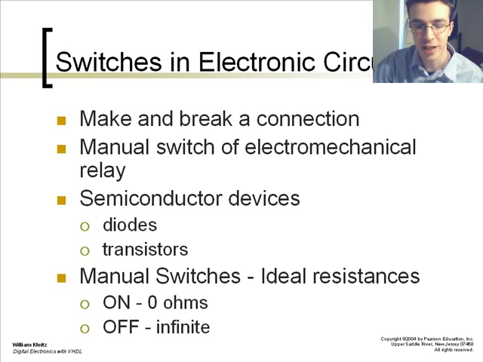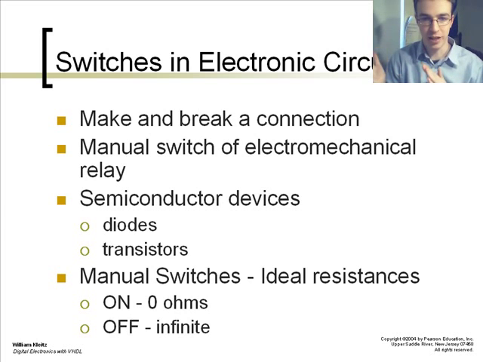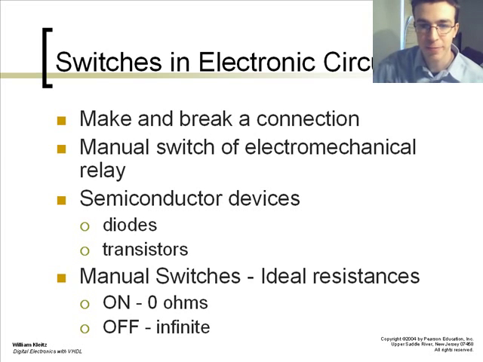There are some switches in electronic circuits. These make and break a connection like an on or an off, like a simple switch, like your light switch in your room. The manual switch or electromechanical relay is also a type, and the semiconductor types, diodes and transistor switches. Manual switches and ideal resistances: on is 0 ohms and off is infinite ohms. Think of your light switch. On, the circuit's on, your light is on. Off, the circuit has a break in it, so the light doesn't turn on.